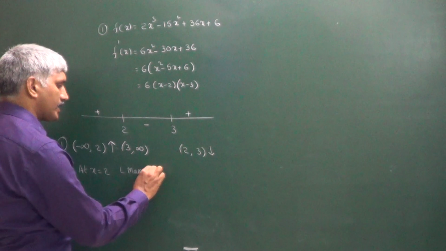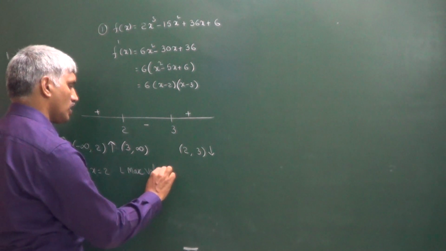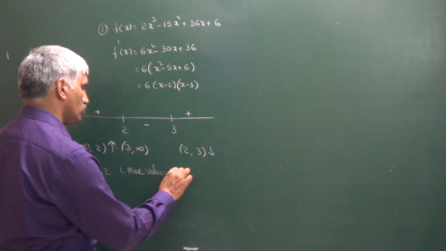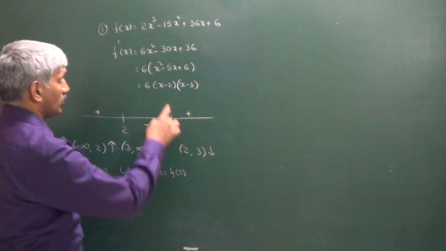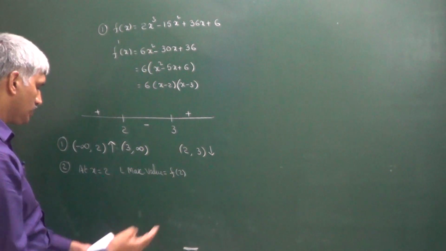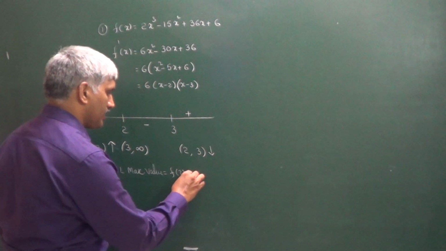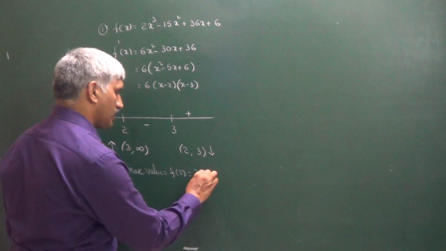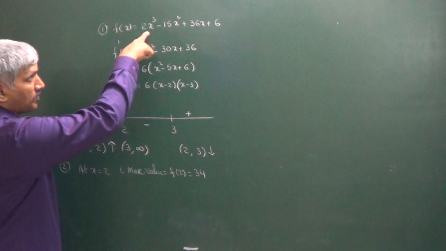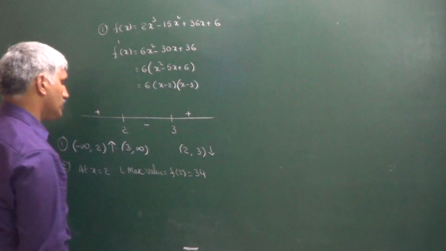Therefore that local maximum value is equal to f of 2. x is equal to 2, we have to substitute there. That part I already simplified here. f of 2, we got the value 34.